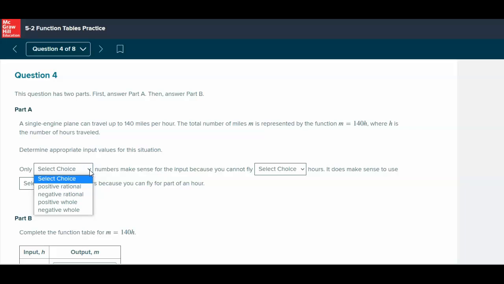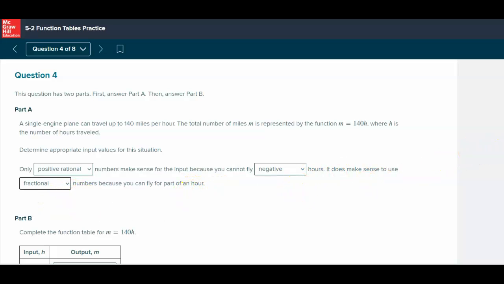Okay, so we're talking about the total number of miles that this plane travels. First of all, you cannot travel negative miles. So we're going to go with positive rational or positive whole. You could go a fraction of a mile, couldn't you? You don't have to go a whole mile. So let's say we're going to go with positive rational numbers. It's going to be my choice. It makes sense for the input because you cannot fly negative hours. It does make sense to use fractional numbers because you can fly for part of an hour.